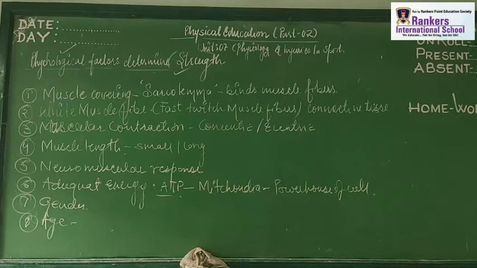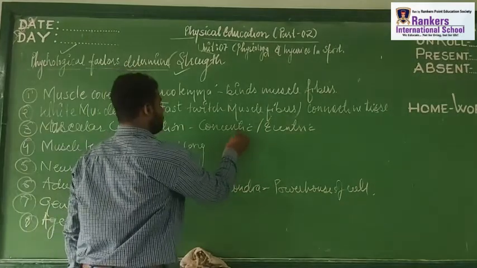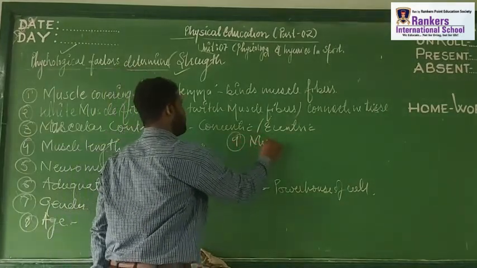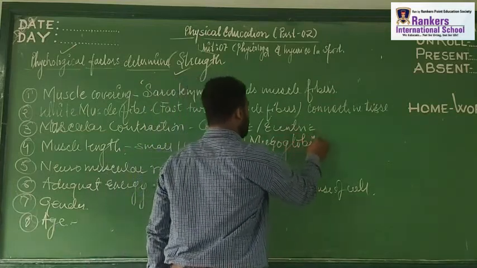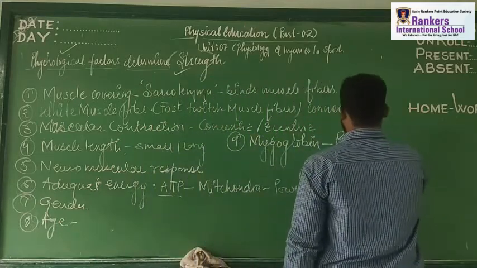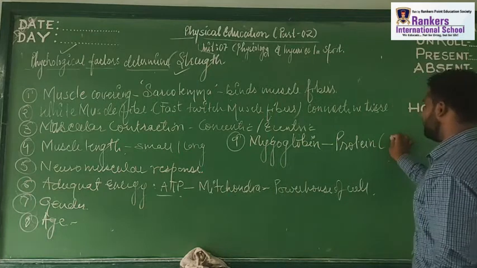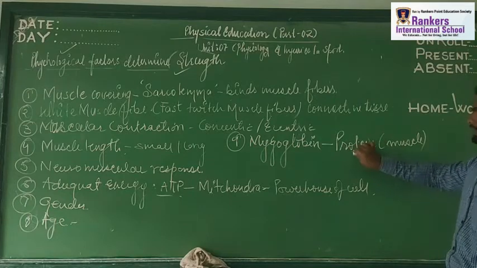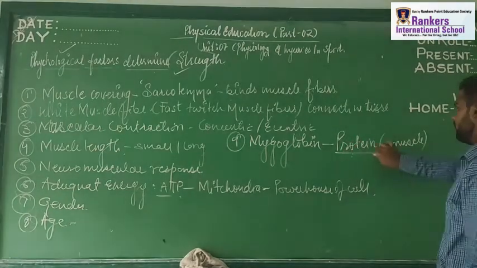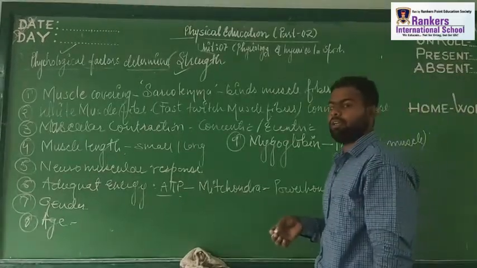Now a very important thing, myoglobin. Myoglobin is a type of protein which is present in our muscles. It stores oxygen which produces energy during emergency. Myoglobin is very, very important to write down. Myoglobin is what? It is a kind of protein which is present in our muscles, right? It is a very important thing that gives energy to our body in emergencies.